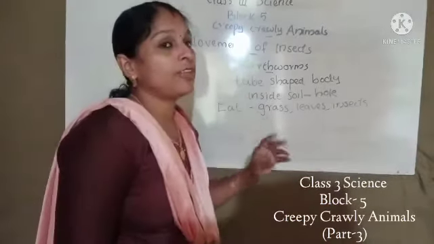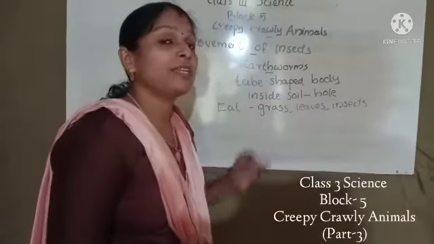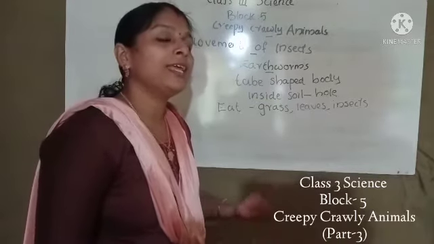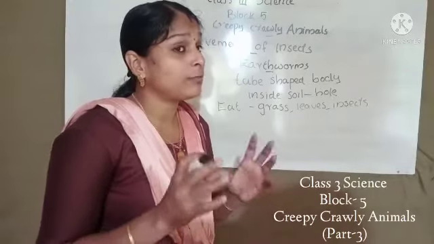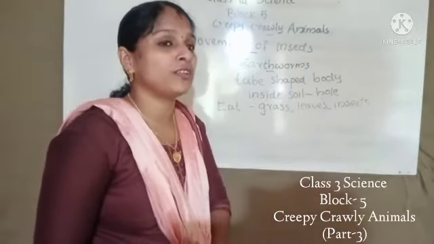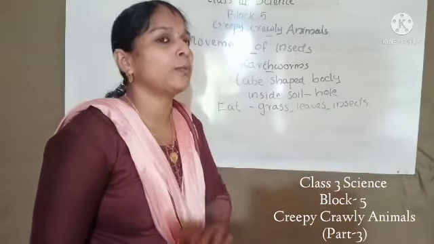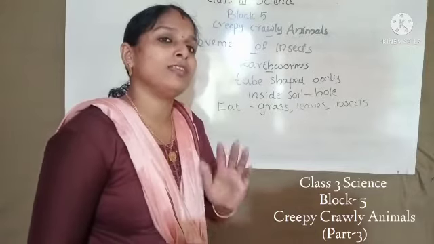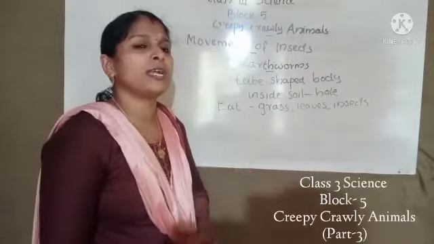So earthworms are tube-shaped animals found inside the soil. They are making holes and living inside the soil. They eat grass, leaves and some insects found in the soil. Sometimes when it rains, they come out of the soil because their holes will be filled with water and they cannot breathe inside the soil. So the earthworms come out of the soil when it rains. Okay, and now that much only we have to study in this block.